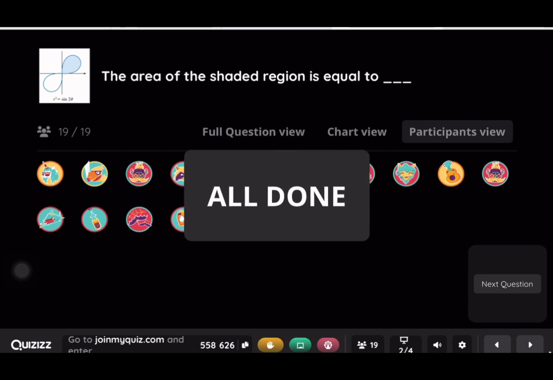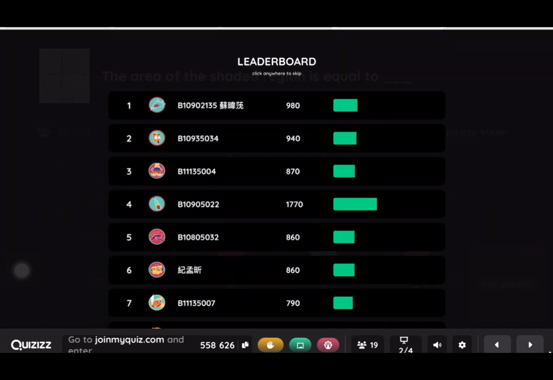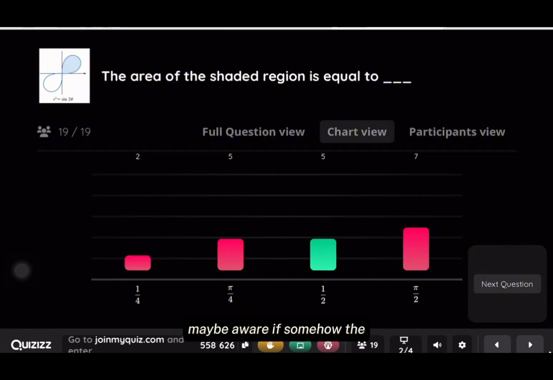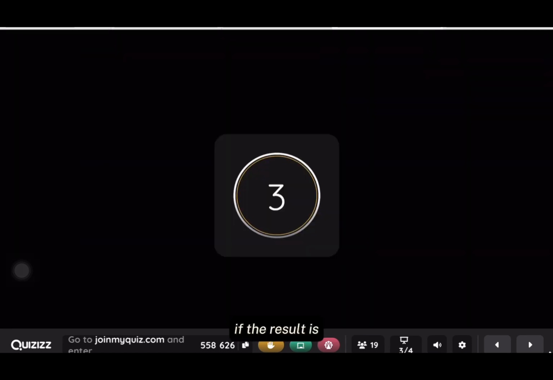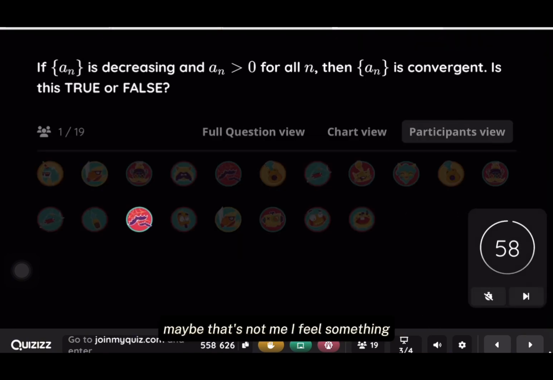Be in good numbers usually. So you need to be cautious, maybe aware, if somehow the result is too complicated, or you find a way too much circling around, maybe that's not the ideal solution that you would find.